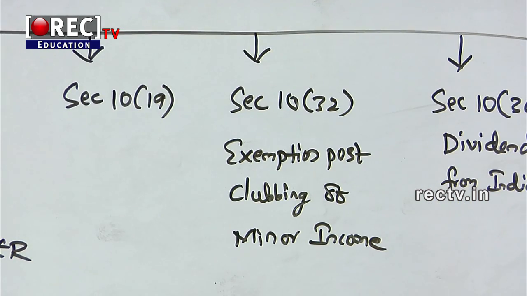Next, section 10 subsection 32. Exemption post clubbing of minor income. We know as per section 64 subsection 1A, income earned by a minor will be clubbed in the parent's income. Post clubbing, parents can avail exemption of maximum 1500 per child. There is no restriction on children. It means however many children there are, there is no limit. If you have 10 children, you will get 1500 rupees exemption per child.